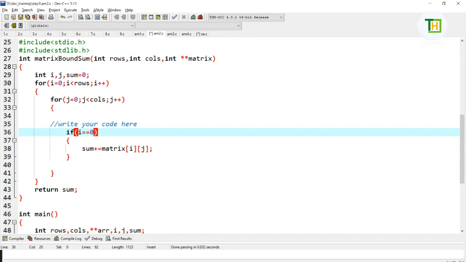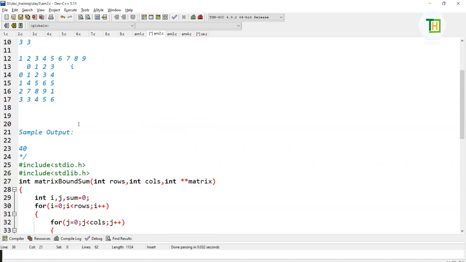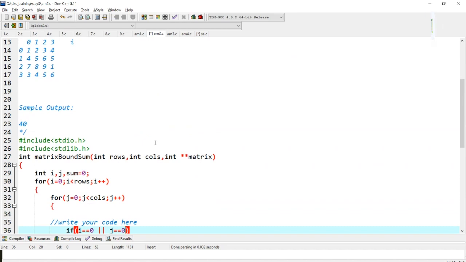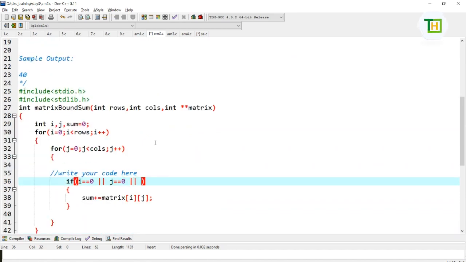And here, if I is 0, I have to add. If J is 0, I have to add. So I is 0 or J is equal to 0, I have to add. Or I is equal to rows minus 1, or J is equal to columns minus 1.